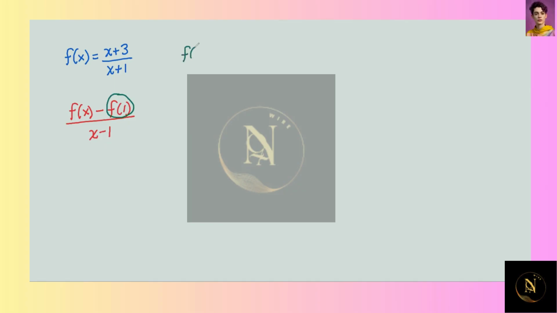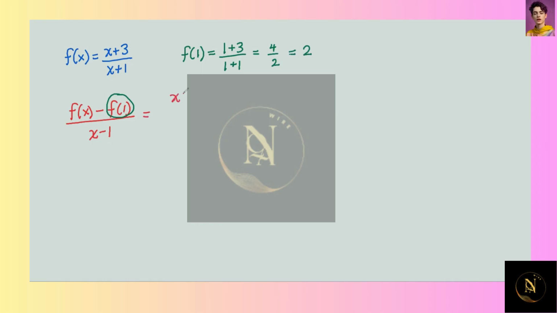time. So f of 1 is going to be the same as f of x, only x is replaced by 1. So we'll get 1 plus 3 in the numerator over 1 plus 1 in the denominator. So that gives us 4 over 2, which reduces down to 2. Okay, so f of 1 is 2. So let's go ahead and keep working with our difference quotient.